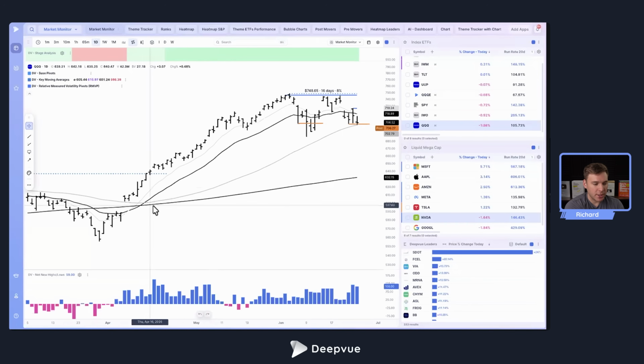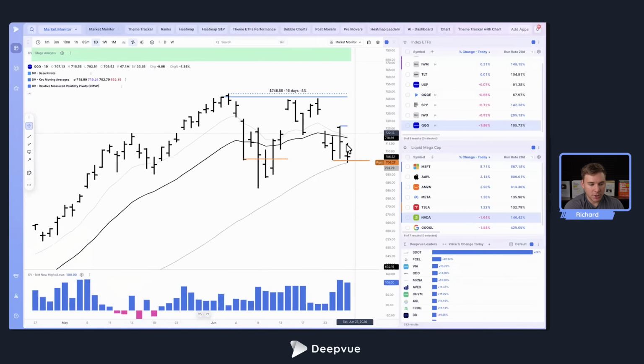So again, we're starting here with the QQQ. The first thing I look at is, are we trending or are we consolidating? Right now, we are consolidating. We're under this key level. We're in a base, and we're below the 10 and 21 EMA. First and foremost, when we're below the 10 and 21 EMA, it's a time to be more selective, more on guard, more defensive for sure.